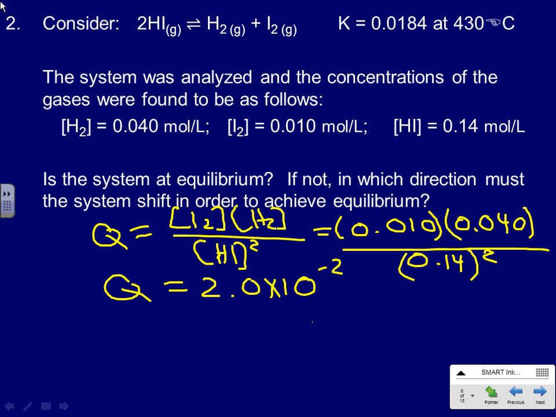Times 10 to the negative 2. So our approximation worked bang on this time. But keep that in mind. You can do a quick check to see if you're unsure, right? If you're sure, your calculator is fine, that's great. But if you're unsure, you can always do a quick check.